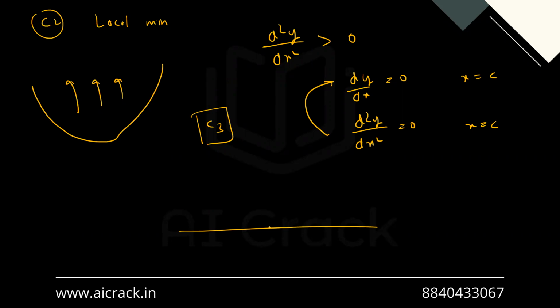Basically, we'll be plotting the number line. This is x equals c. And we'll see some point over here and some point over here, and we'll see if the slope was positive or negative. Let's say in this case, it's positive. So we'll have a maxima over here and a negative slope over here, right? So if the second order derivative test fails, we revert back to the first order derivative test.